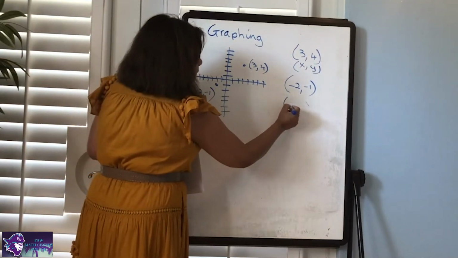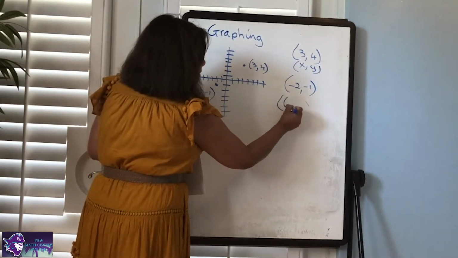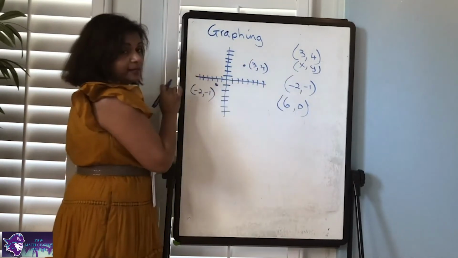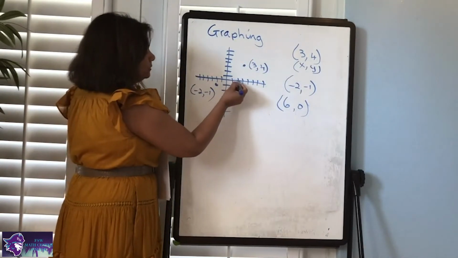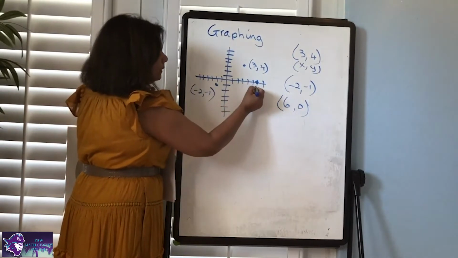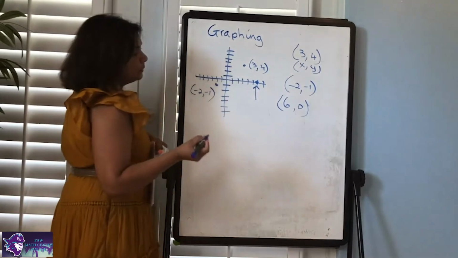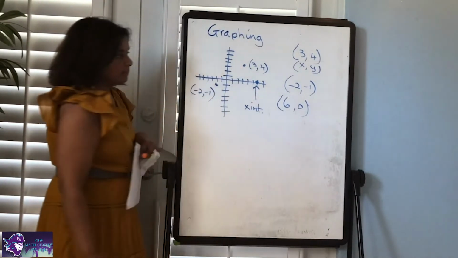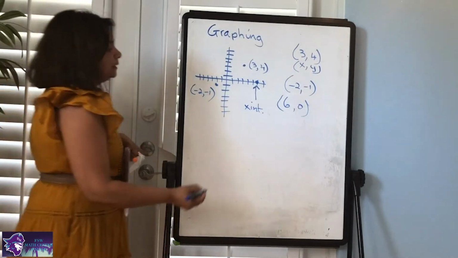How about 0? Actually 6, 0. 6, 0 would be on your x-axis. We're going to go over 6. 1, 2, 3, 4, 5, 6. And that's your point. Now this point is also called your x-intercept, because it's on the x-axis.